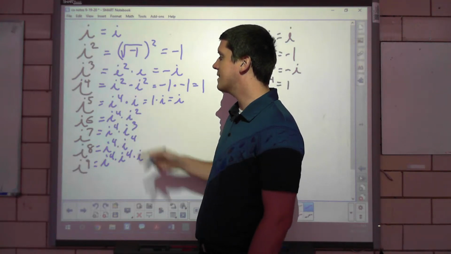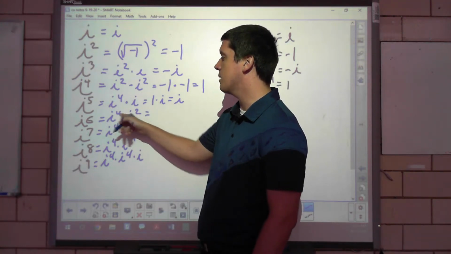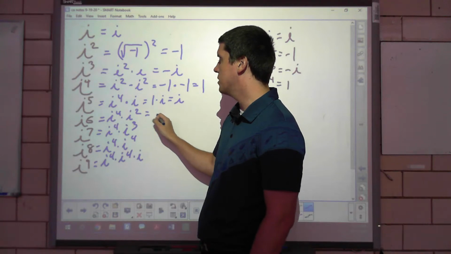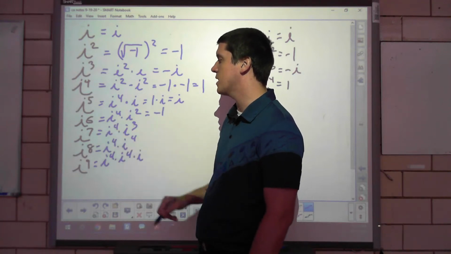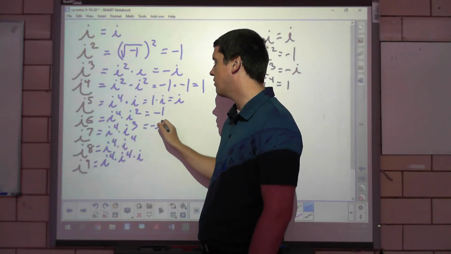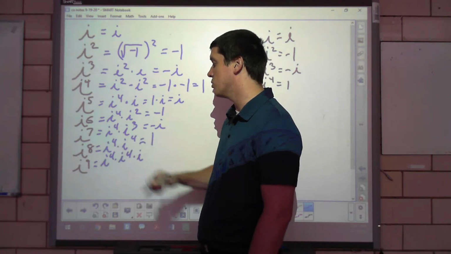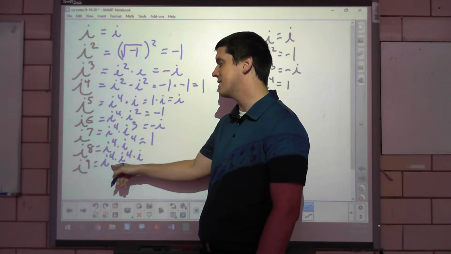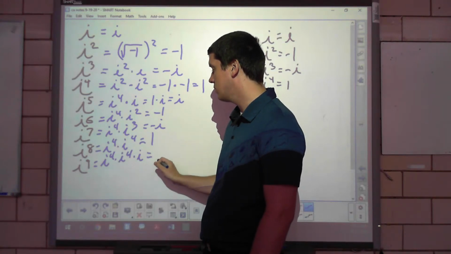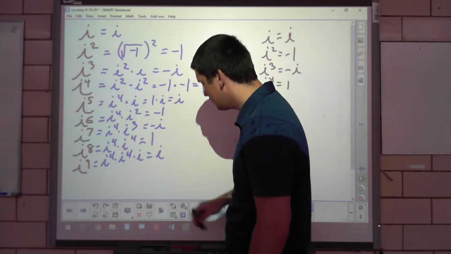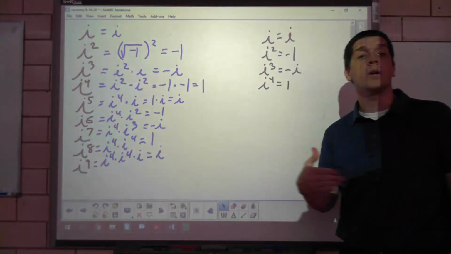So then with i to the sixth, that would be the same as i squared, which is simply -1. i to the seventh would be the same as i to the third, which was -i. And then i to the eighth is really the same as i to the fourth, which we already know is 1. i to the ninth is the same as simply i. And we can keep going in this fashion.